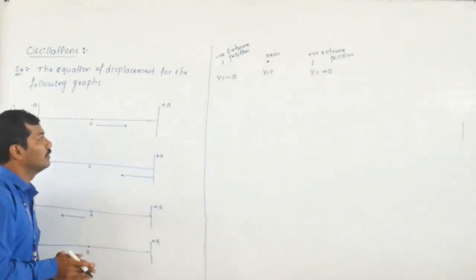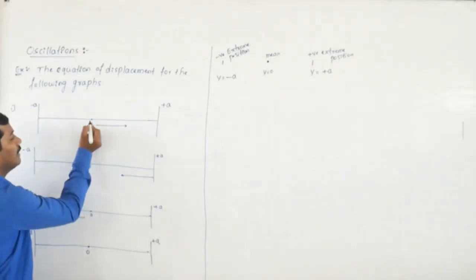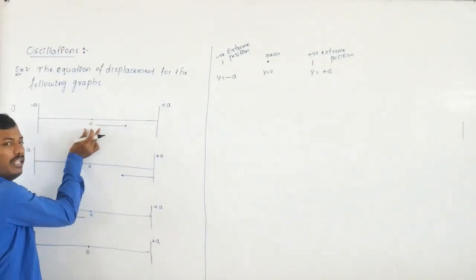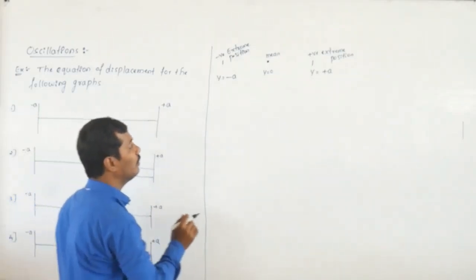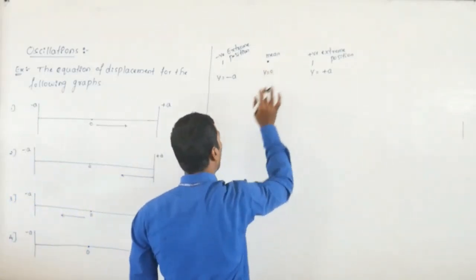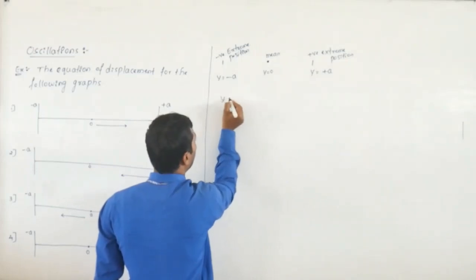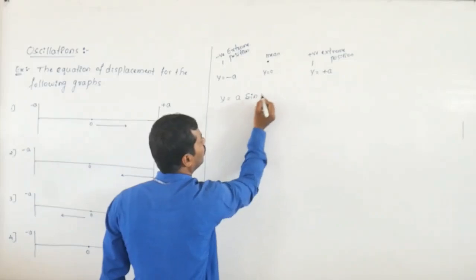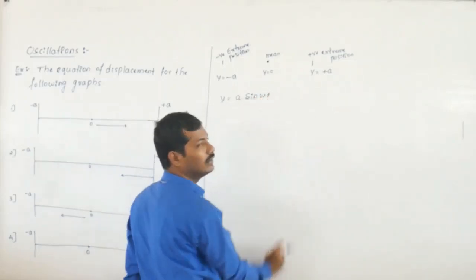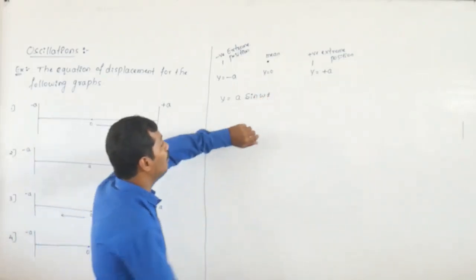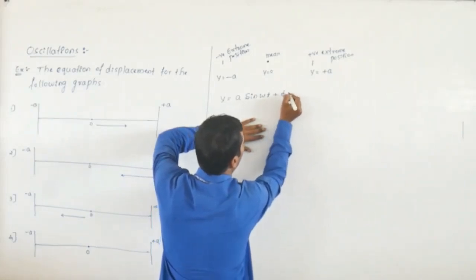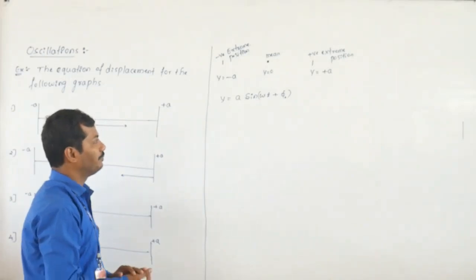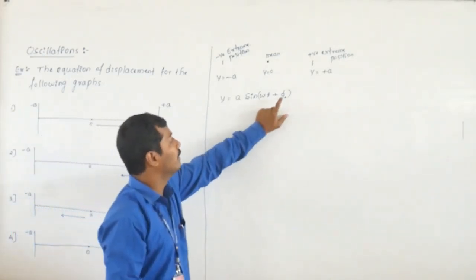Now this is the mean position of the particle, and it starts from its mean position. It means y is equal to 0. Our equation is y is equal to A into sine of omega t plus phi, or phi naught, the initial phase. We have to take this phase.